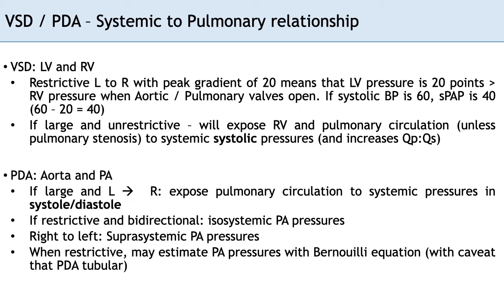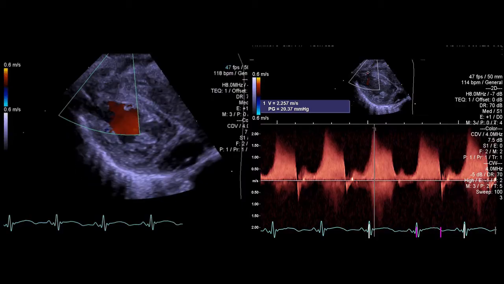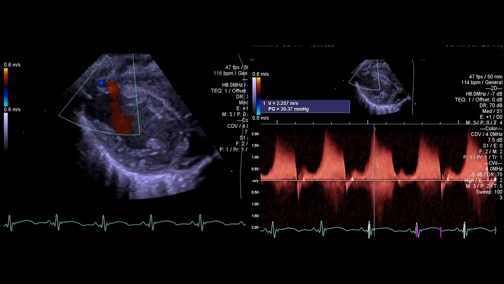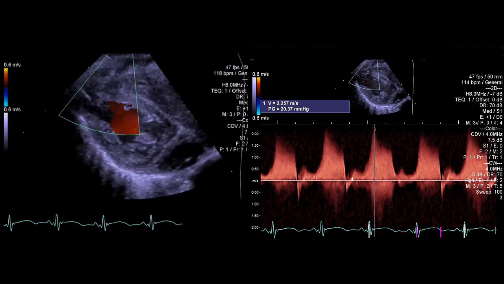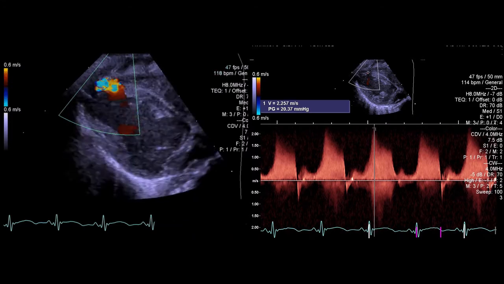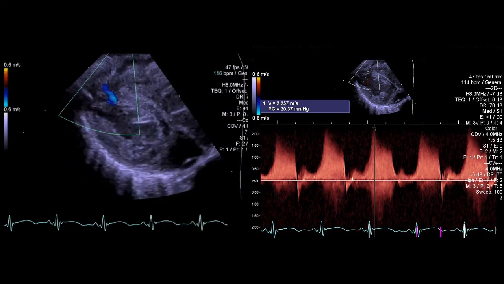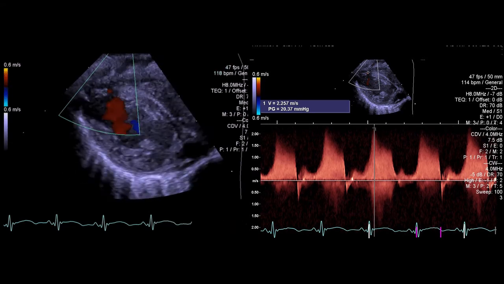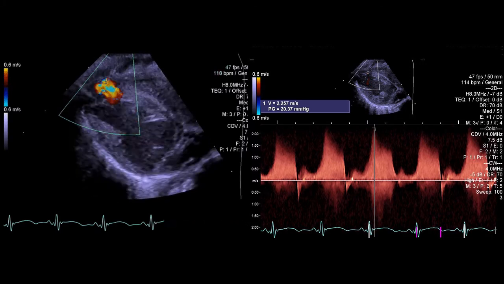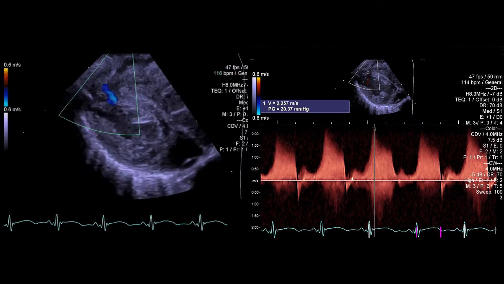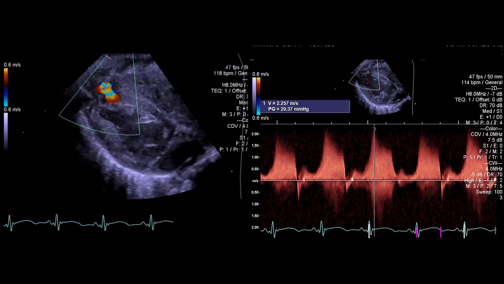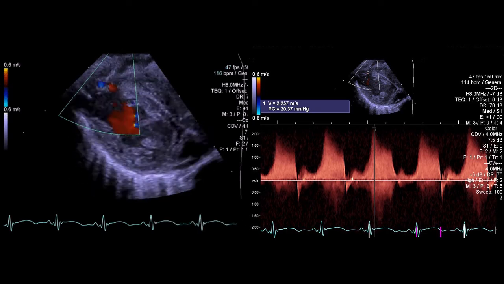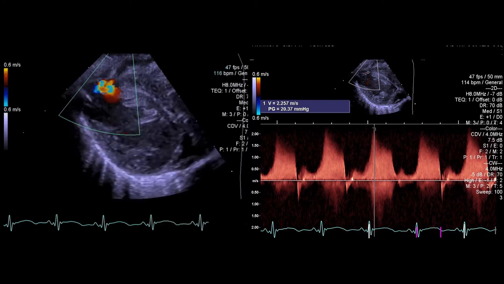So very low velocity PDA will generally be associated with similar pressure on both sides. That's an example of an apical VSD that is quite restrictive, and you can see that there is a gradient of 20 millimeters of mercury. This patient has a left to right muscular VSD, and as such the LV pressure is higher than the RV pressure, and at the peak of systole, you know that the LV pressure is 20 millimeters of mercury above the RV pressure. And so you can assume that if, for example, you have a systolic blood pressure of 80 millimeters of mercury, your PA pressure is at maximum around 60 millimeters of mercury on the systolic compartment side.